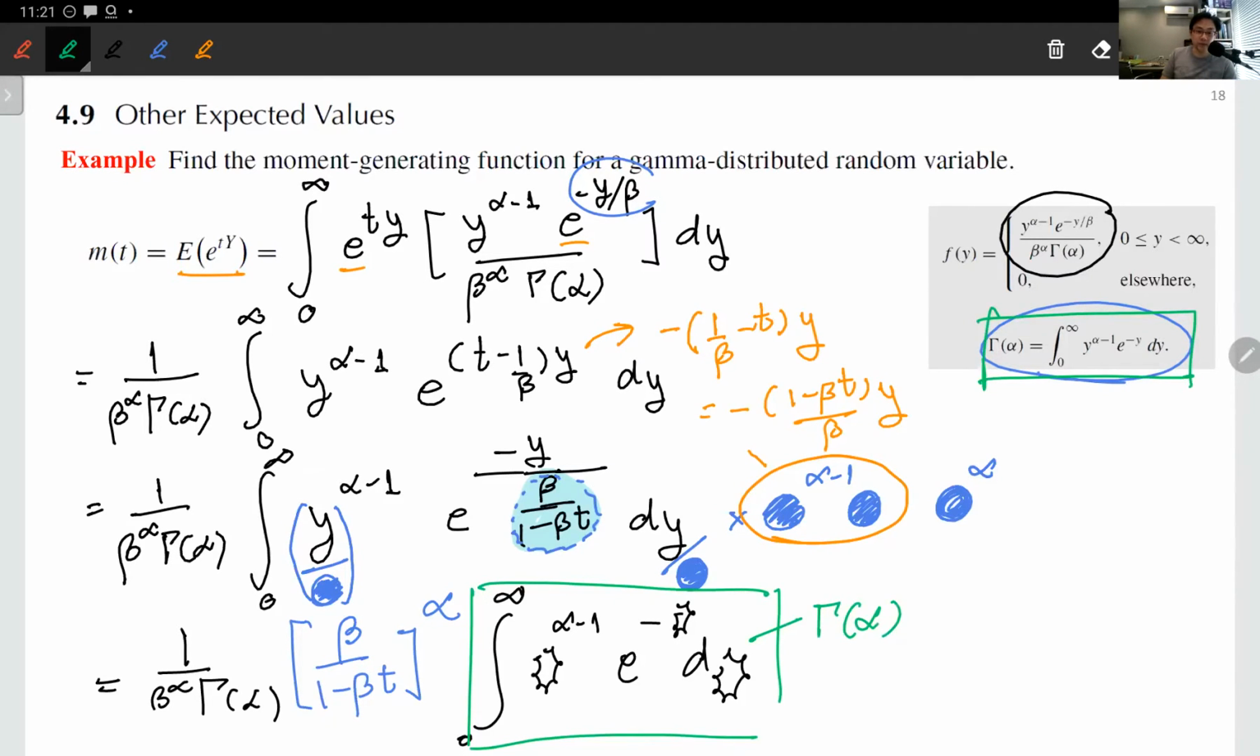Believe it or not, so what do we have? Here we go: beta to the alpha over beta to the alpha, gamma of alpha, 1 minus beta t, the whole thing to the alpha, with the extra gamma of alpha. Everyone with me?